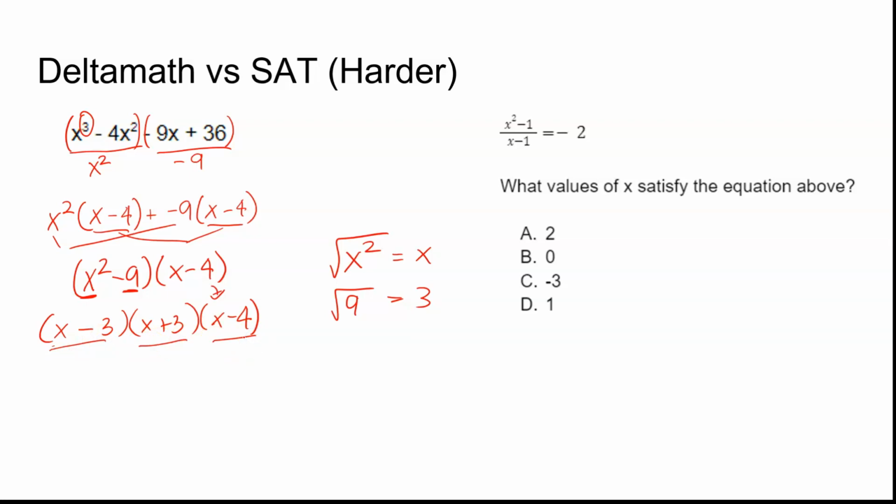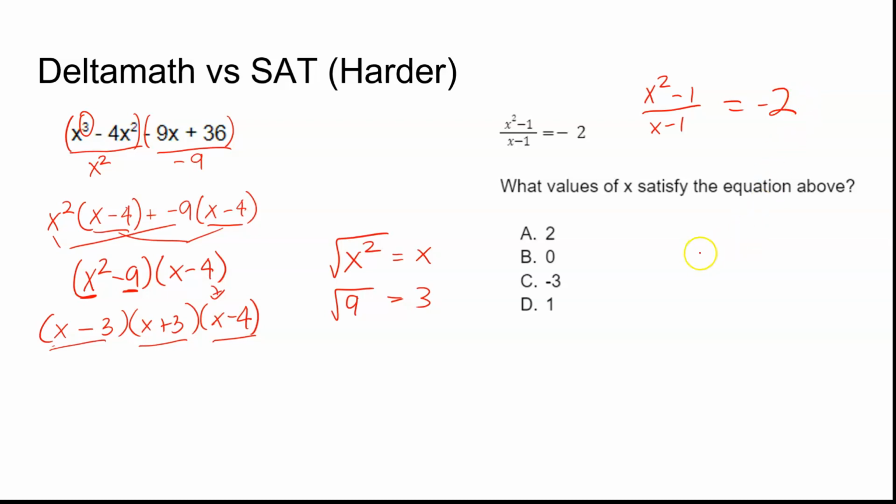So sometimes we may be required to do something before we can do our binomial factors. In our harder SAT example, we have x squared minus 1 divided by x minus 1 is equal to negative 2. And the question is, what does x need to be to make this correct? Now, if you didn't know anything else about how to solve this, you could plug these answers in and get an answer. But we're much more clever than that.